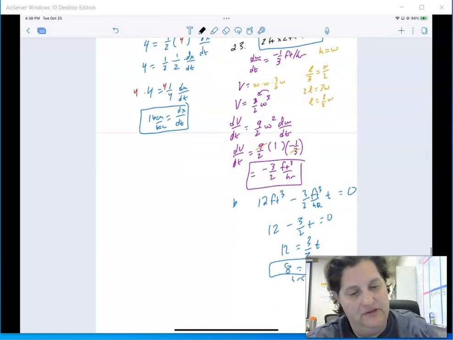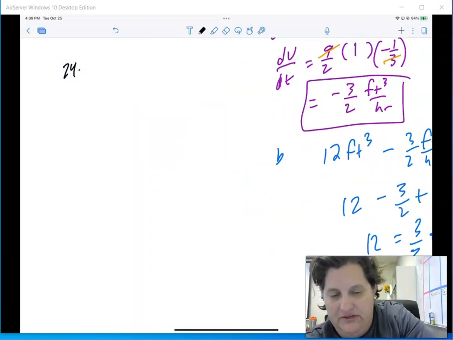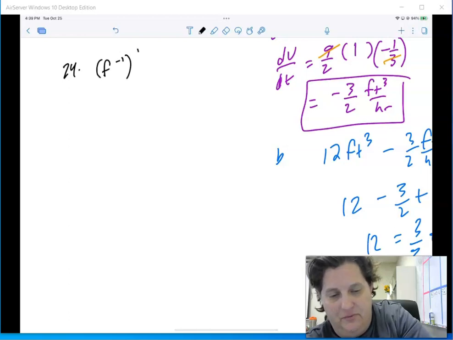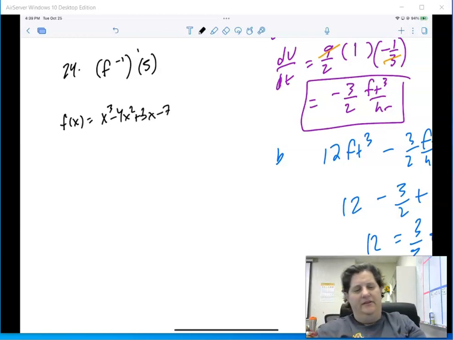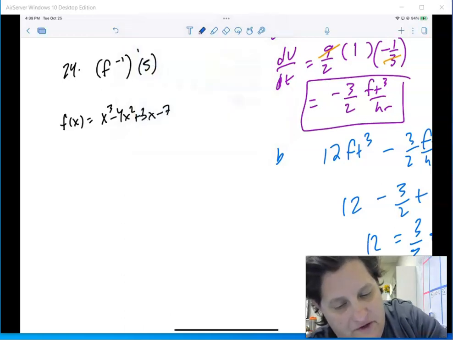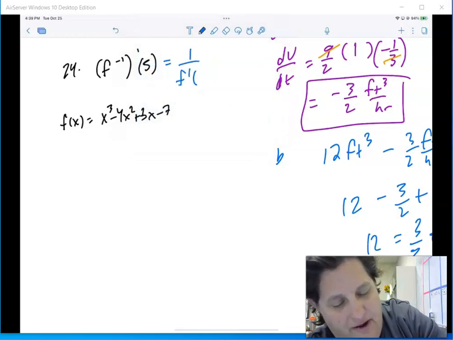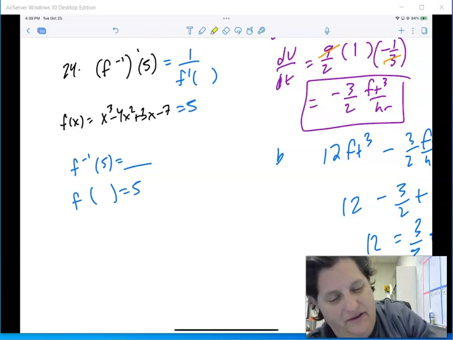Cool. All right, let's do these last few questions really quick. 24 says find f inverse prime of 5 if f of x is, and it's on the interval from 3 to infinity. Okay, well, f inverse prime of 5 is 1 over f prime of something. And what this is telling me is that the f inverse of 5 equals blank, f of blank equals 5.